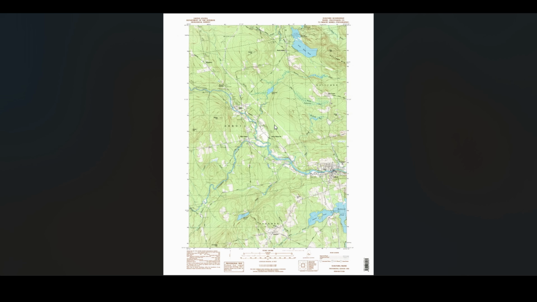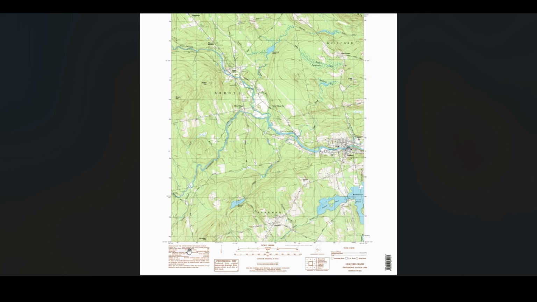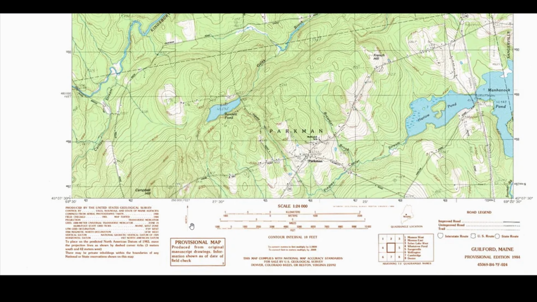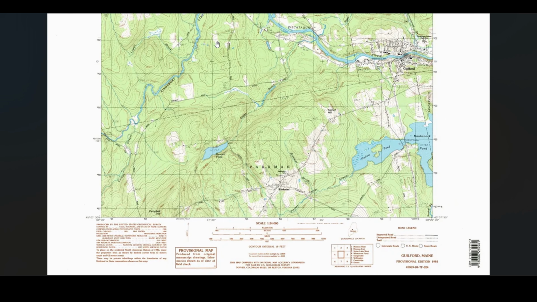All right, so here's the USGS map. Down in the bottom left-hand corner, like I said, there is the declination. It's hard to see on this one. Then it gives you this north line that you can adjust everything off of instead of using the grid lines.